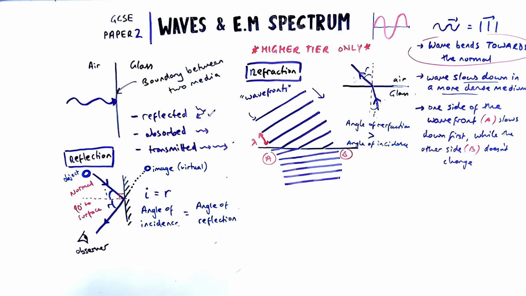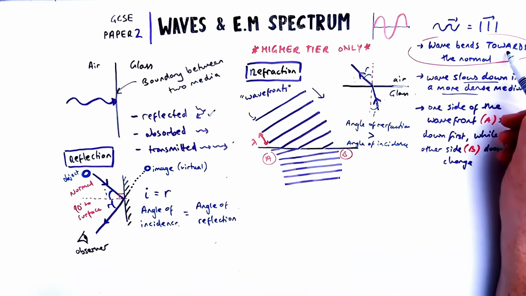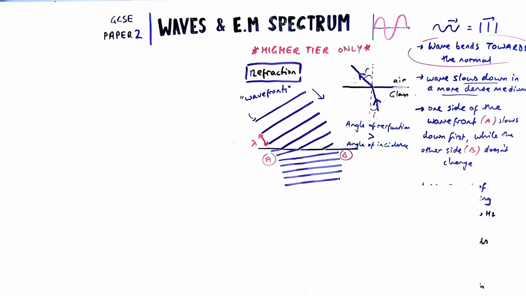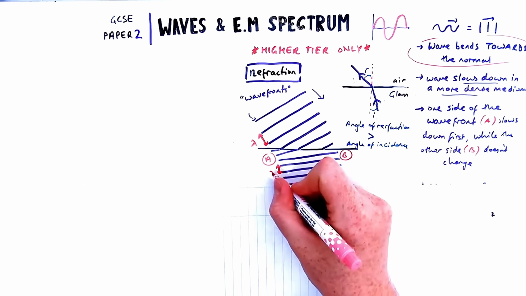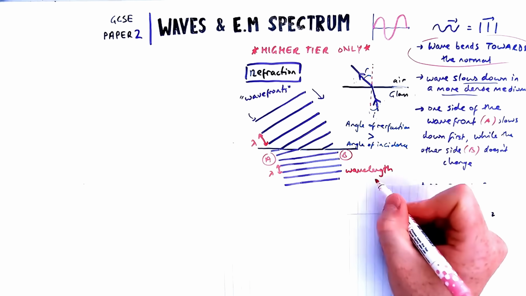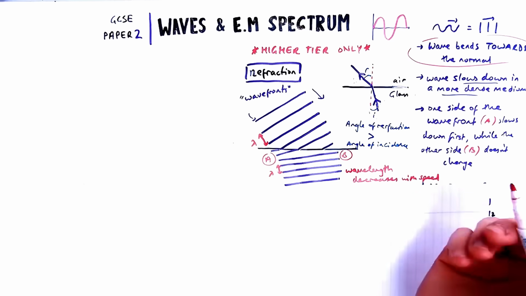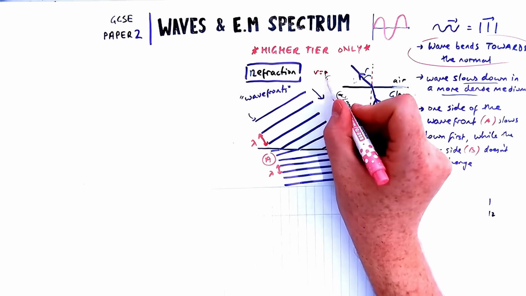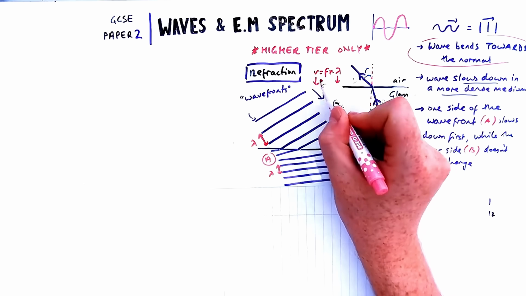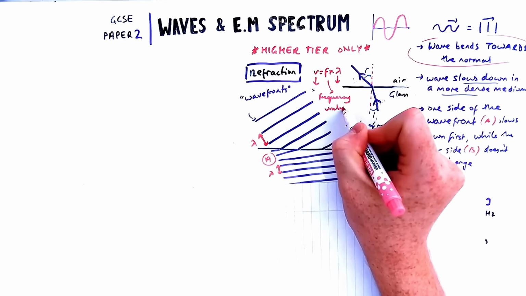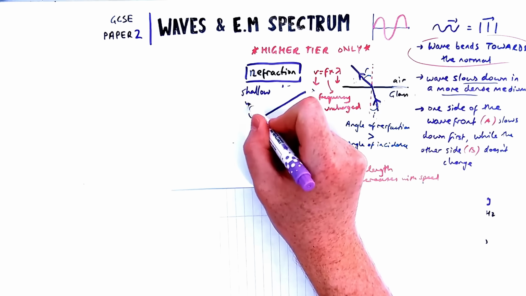Another thing we can note from this diagram is what's happened to the wavelength. The distance between the wavefronts represents the wavelength, and hopefully we can see from the diagram that inside the glass block the wavelength has decreased. It's decreased because the speed has decreased. Those two things are directly proportional. If we go back to our wave equation, speed equals frequency times wavelength, the frequency doesn't change. So if I decrease the wavelength, the speed decreases in direct proportion.